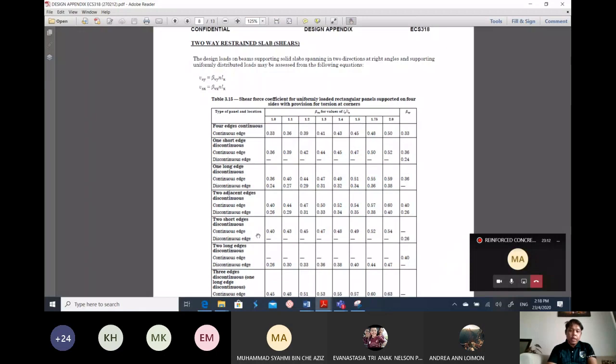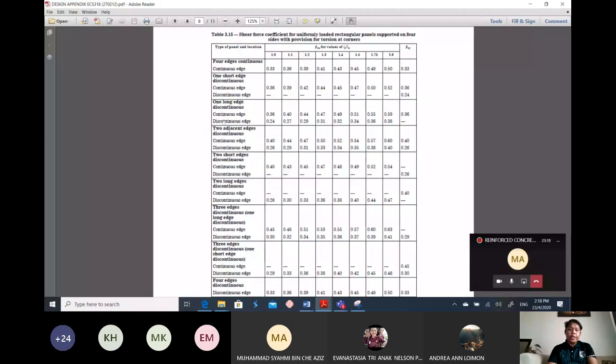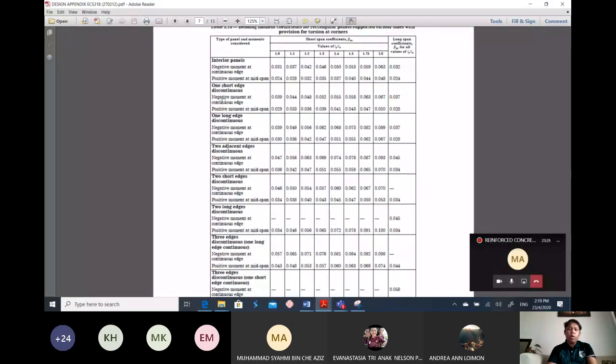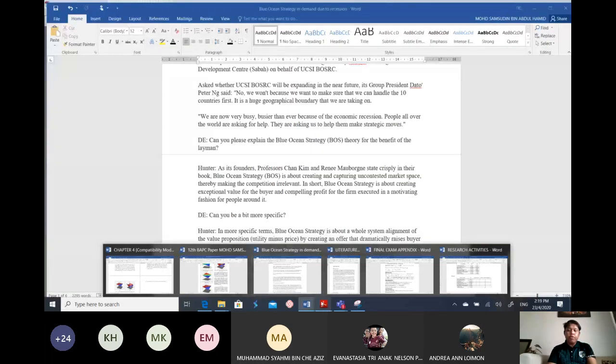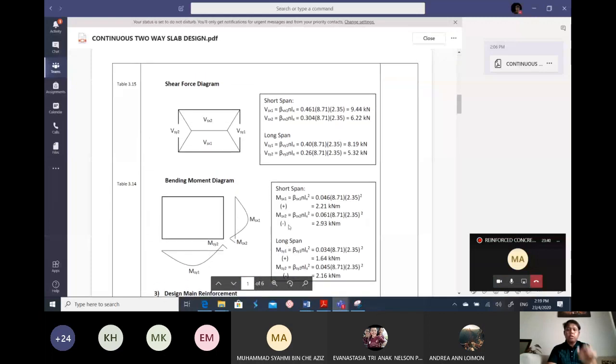For the shear force it is here, case number 1, 2, 3, 4: two adjacent edge discontinuous. Same goes to bending moment, it is also case number 4: 1, 2, 3, 4, two adjacent edge discontinuous. How are we going to determine the value for this one? Macam mana kita nak tentukan value for beta VX1 and beta VX2? Please take note here, please do take note here.